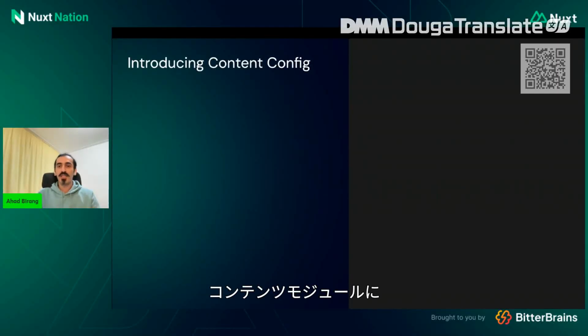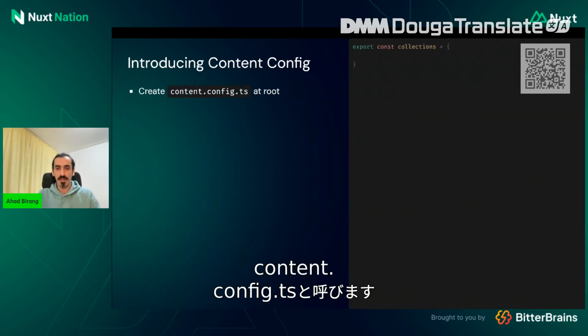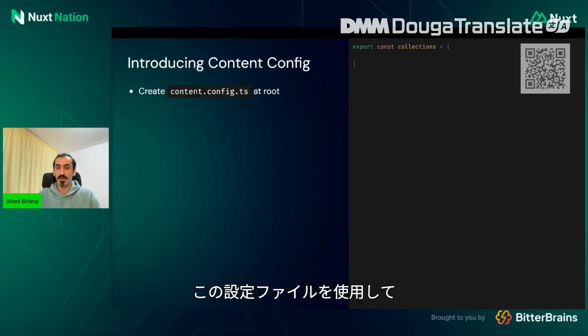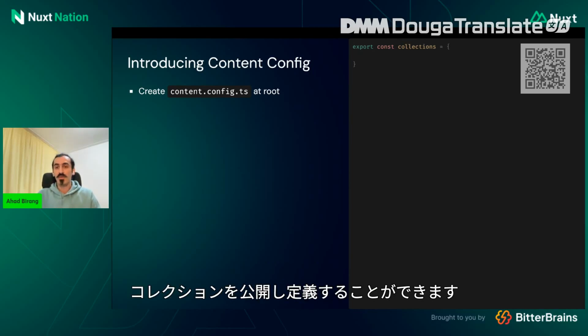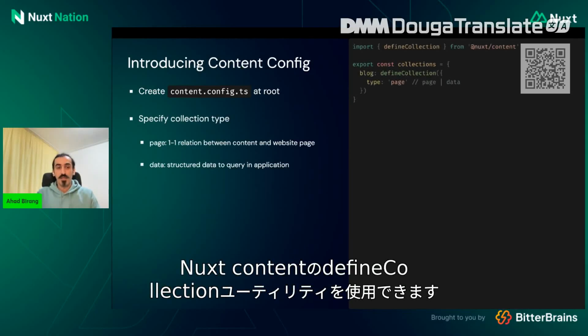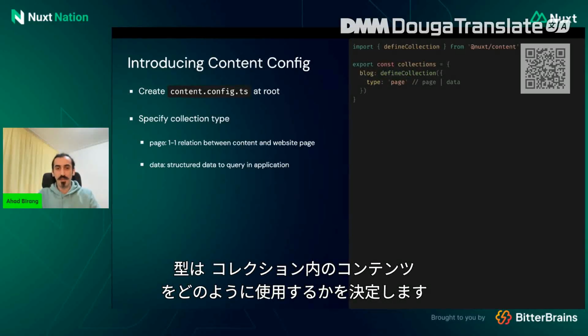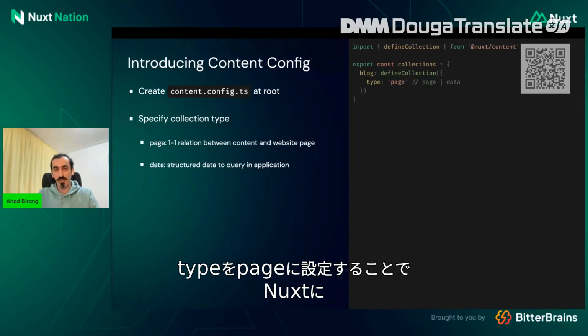In order to create collections, we have created a new config file in the content module. We call it content.config.ts. Using this config file, you can expose your collections and define them. In order to define our very first collection, we can use the defineCollection utility from Nuxt Content. Every collection in the content module has a different type. Types determine how we are going to use our contents in the collections.